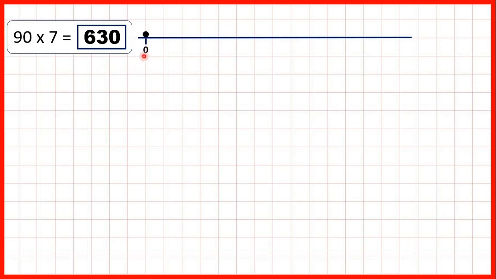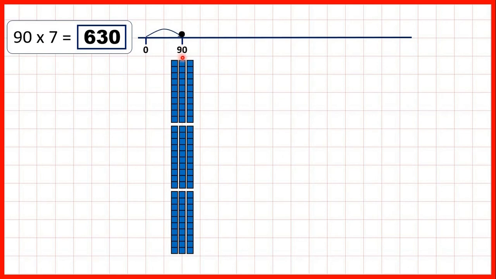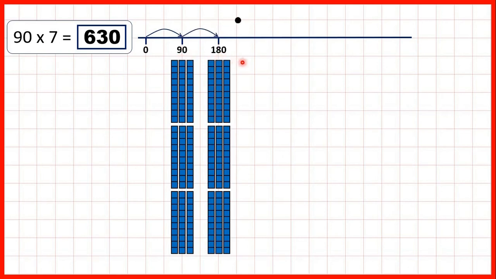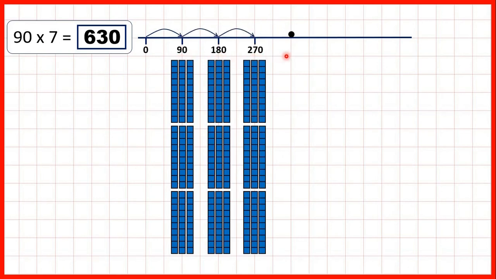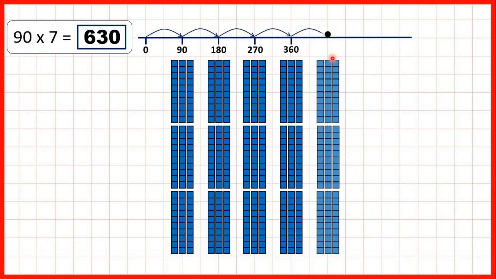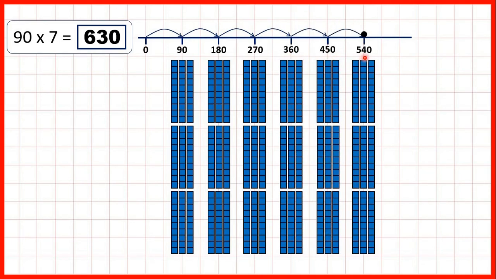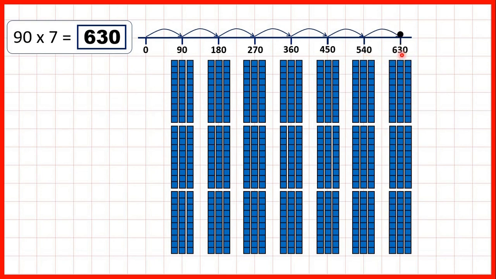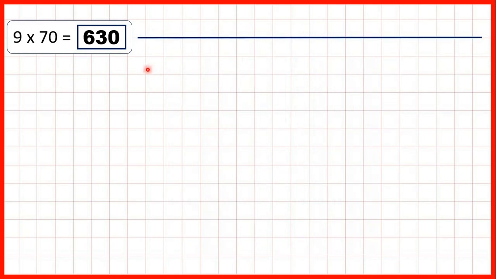If we count in steps of 90, we have 90, 180, 270, 360, 450, 540, and then the 7th multiple of 90 is 630. So that's why 90 times 7 is 630. Counting in steps of 90 is just like counting in steps of 9, but with a 0 in our ones digit. Then we had 9 times 70.